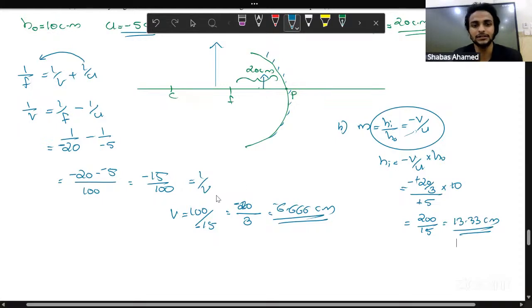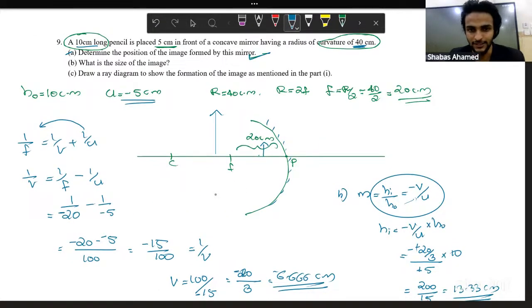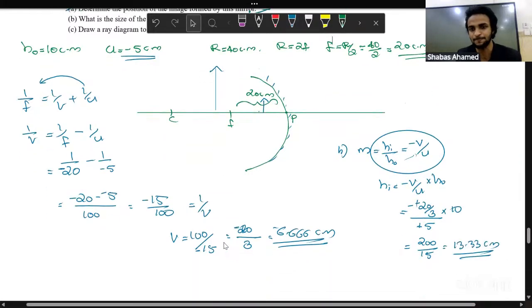Now the third question of this one: draw a ray diagram to show the image formation. You know the special case, right? You can just complete it. You know the ray diagram in this special case.